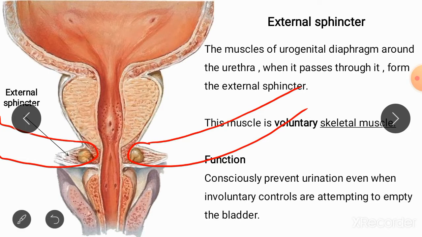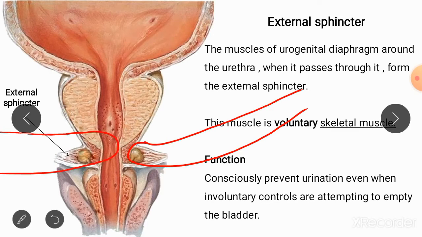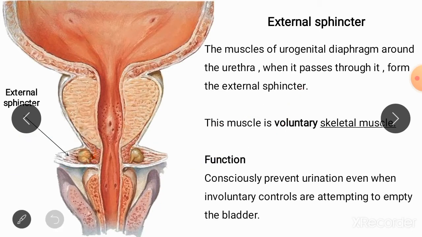For example, it is pierced by the urethra, it is pierced by the rectum, and when the urethra is passing through the urogenital diaphragm, it can be closed off by the contraction of these muscles. So these muscles form the sphincter. And this external sphincter is under your voluntary control. It is under your conscious control like all other skeletal muscles.